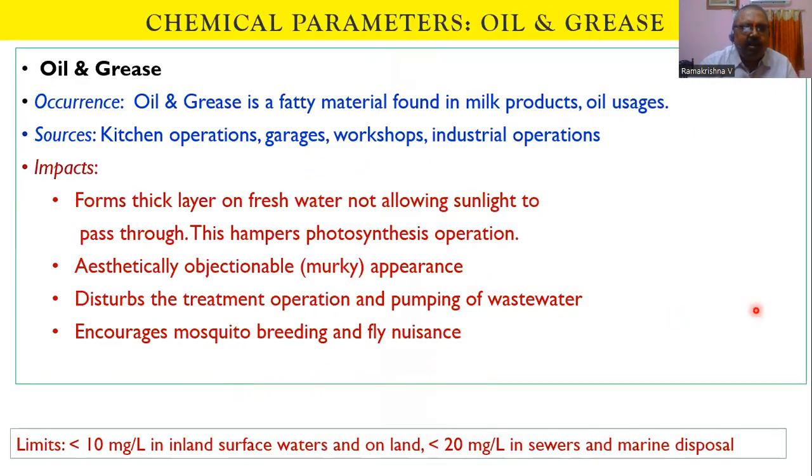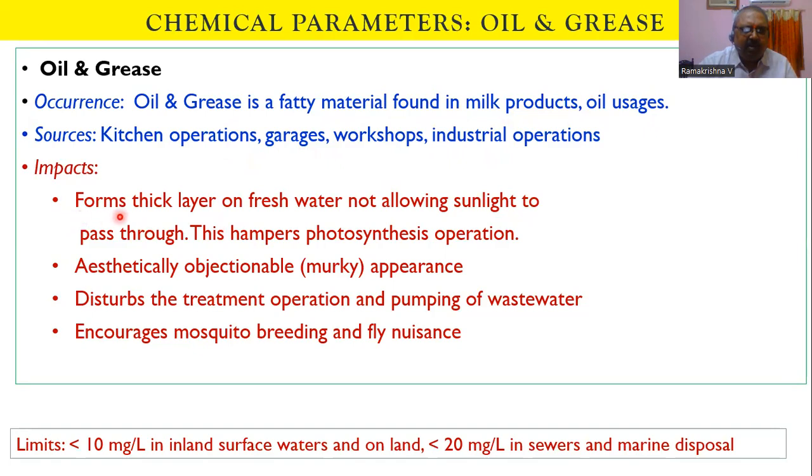And then oil and grease. This is another important parameter which will occur in kitchen operations, workshop garages, and industrial operations, where they are using oil and grease and other fatty material in their operations. Oil and grease is nothing but a fatty material found in milk products and oil usages.